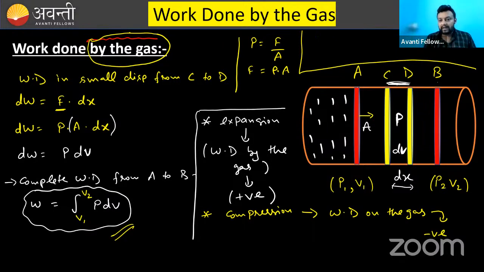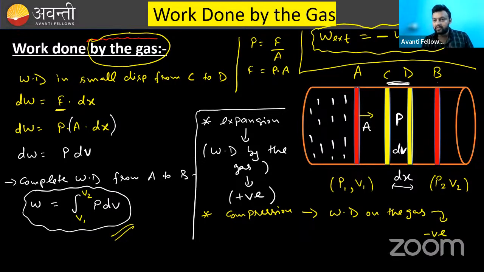Clear? So what I'm saying is that the work done by the external agent will be the same in magnitude as the work done by the gas, but there will be a negative sign. So the work done by the gas is positive. If the work done by the gas is positive, then the work done by the external agent will be negative in that situation.